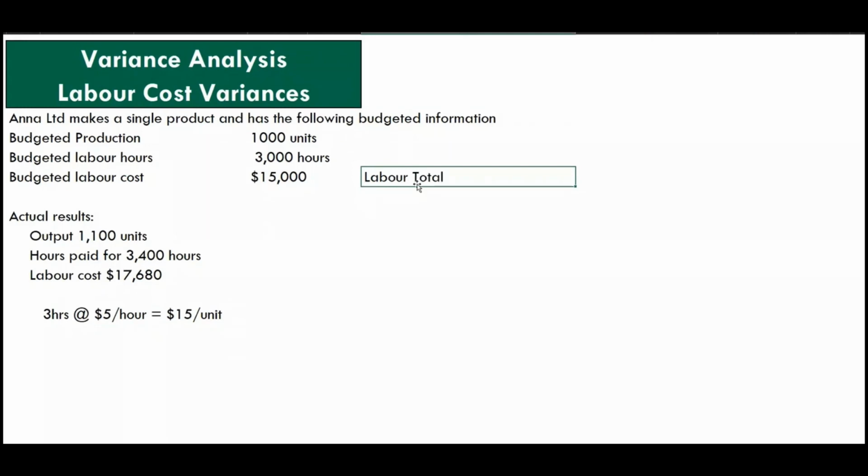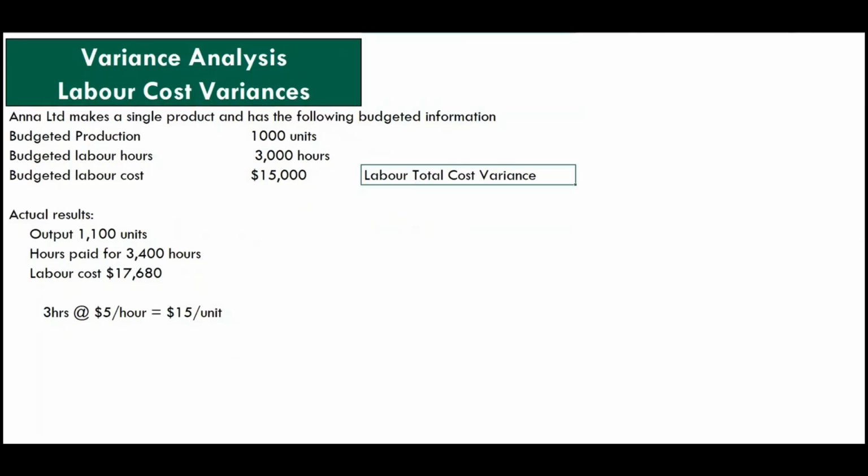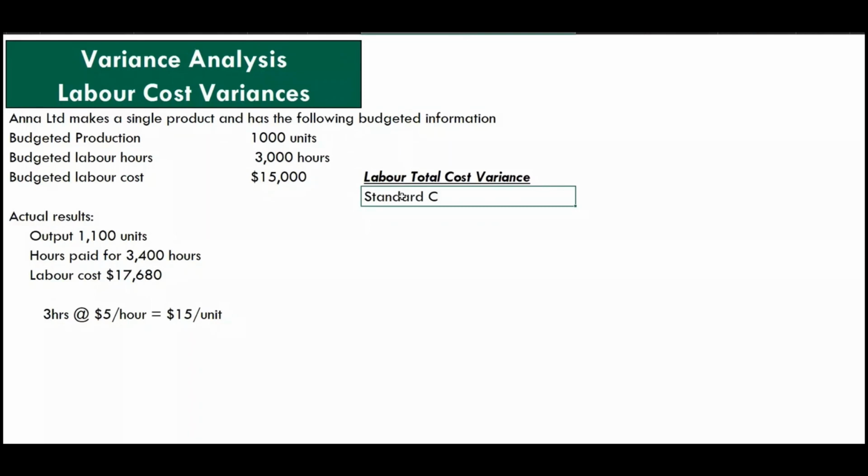total cost variance. That's described as the model variance for labor. That's the total cost itself. So what is the plan and what has happened? So for the labor total cost variance, let me describe the standard labor cost of actual production.